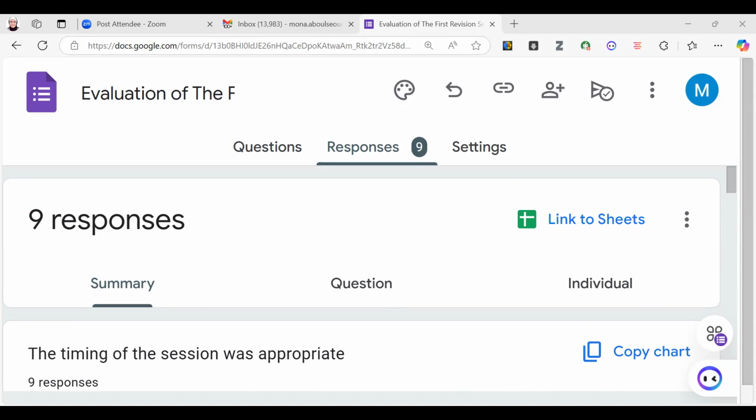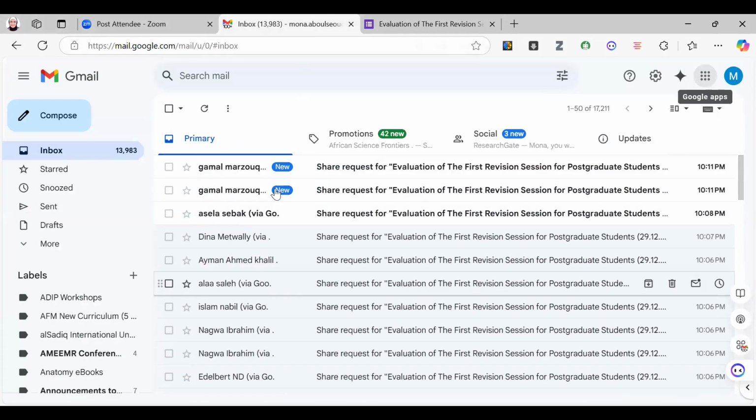Did you see it? Okay, good. Someone has a problem accessing the survey link. When I enter the link, it tells me to send a request for access. Click on it and I will grant you access. It will send it to me.